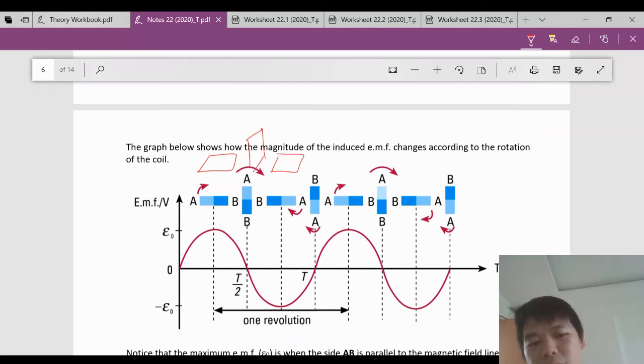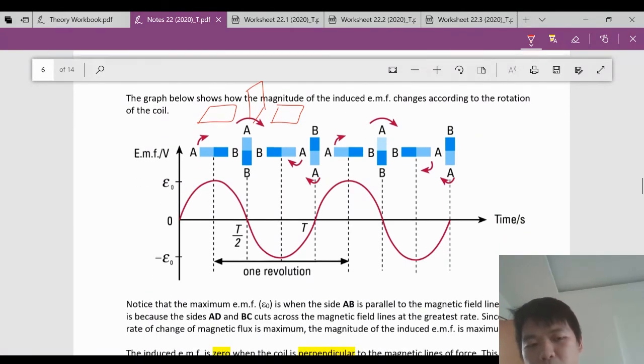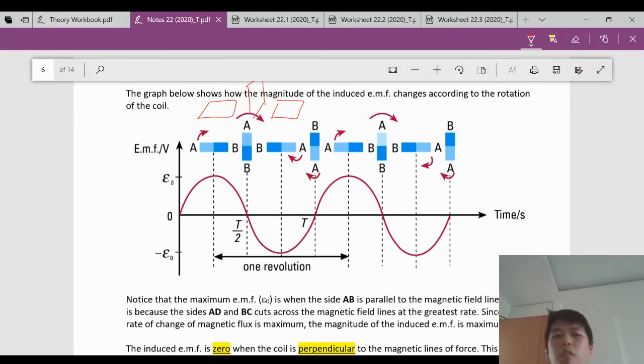As it rotates, there will be an EMF produced, and this will be the graph of the EMF produced along with time as the coil rotates. If you realize, some of the EMF is positive, some is negative. This shows the alternating nature of the EMF, and as such, the alternating current being induced. So notice that the maximum EMF, which is E0, occurs when the side AB is parallel to the magnetic field line.